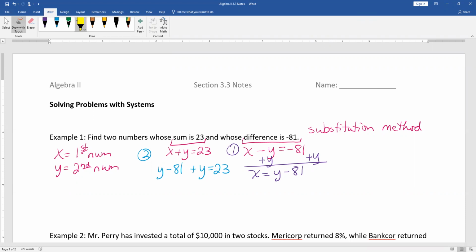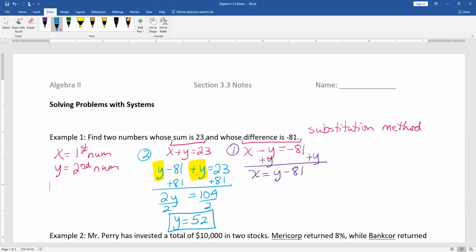I'm going to do two things at once here. I can combine y plus y to combine like terms, but I'm also going to move this 81 over to the 23. So y plus y is 2y, and 23 plus 81 is 104. The last step to solve for y is to divide both sides by 2, and we get y equals 52.